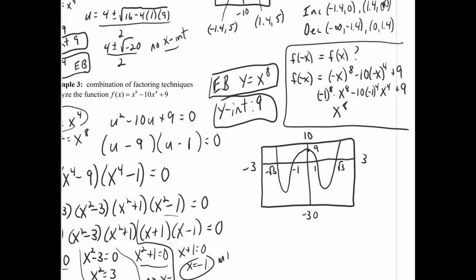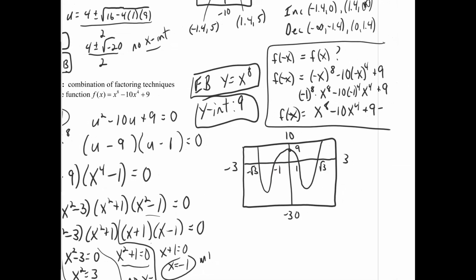So this is really just x to the 8th. Same thing with this negative 1. It's just going to be the same thing as positive 1. So that's still minus 10 x to the 4th, and then plus 9. We found this from f of negative x, but that's the same thing as f of x. So therefore, this is even, or in other words, it has y-axis symmetry.